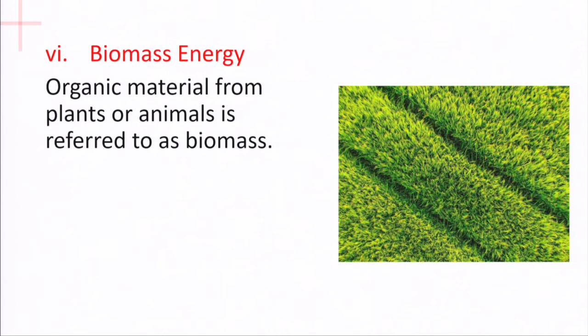Next, coming to the sixth renewable form of energy, biomass energy. Organic material from plants or animals is referred to as biomass. Wood and wood waste, agricultural products and waste which are mostly used to make biofuel, urban garbage such as paper, cotton, food, yard waste, animal manure, sewage are all examples of biomass resources. When burned, this energy releases heat.